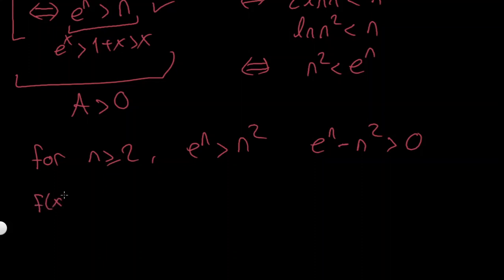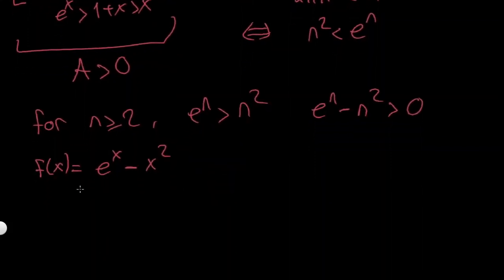So I'm going to define a function. If I can show this is true for each x greater or equal than 2, it's going to be true for integers n too. So I'm going to define a function e to the x minus x squared, because I want to use derivatives and I can't take derivatives of sequences. And now I'm going to show this function is positive. So what can I do? I can just use derivative tests.